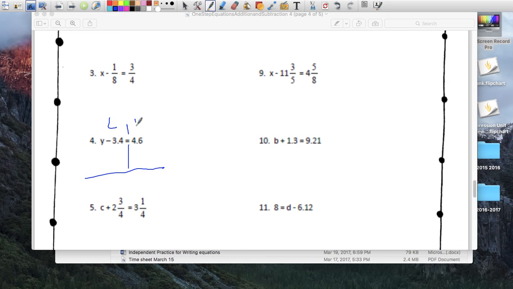Break this into left side and right side. Again, the left side says y minus 3.4. I don't want it to say that. I want it to say just y. So notice that I got rid of the minus 3.4. I just can't throw it away. I have to give you a reason.